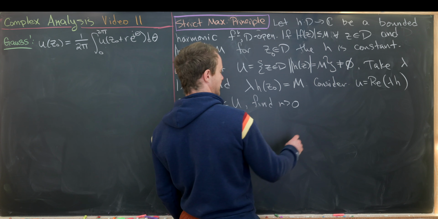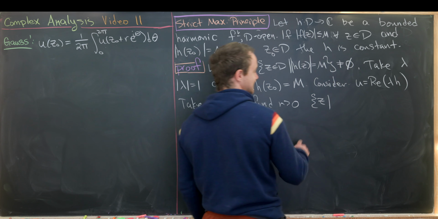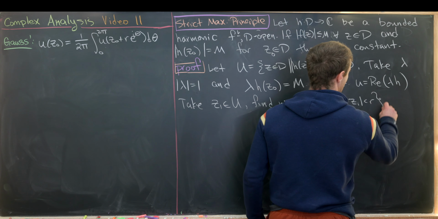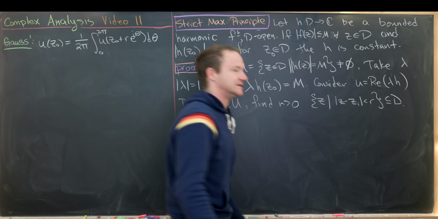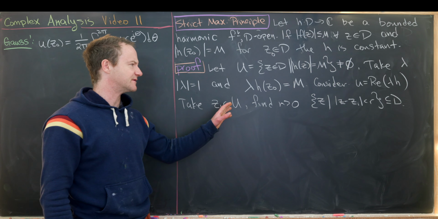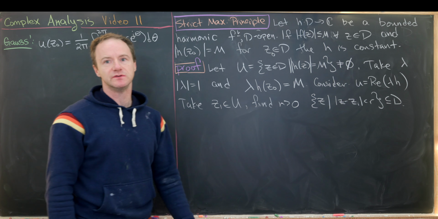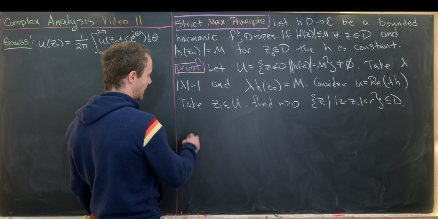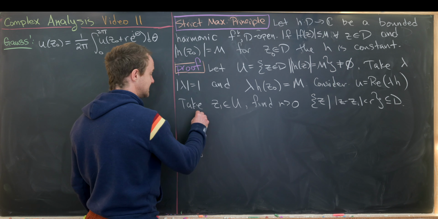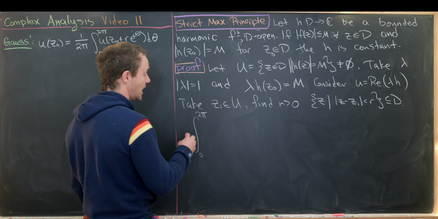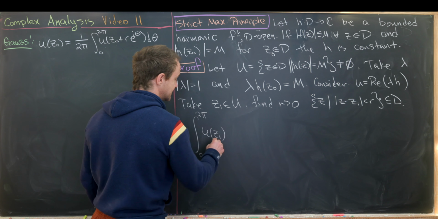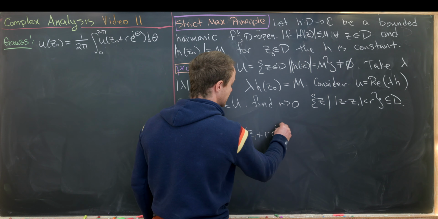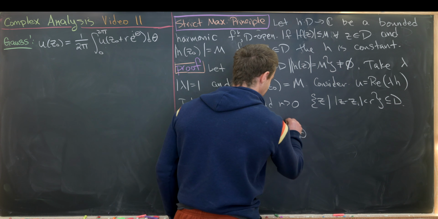So there's going to be an r bigger than 0 such that the following set, all z such that |z - z1| < r, is contained totally in D. Since U is a subset of D, we're totally able to do this because D is an open set. And now we're going to look at the following object: the integral from 0 to 2π of u evaluated at z1 minus u evaluated at z1 + r e^(iθ) dθ.